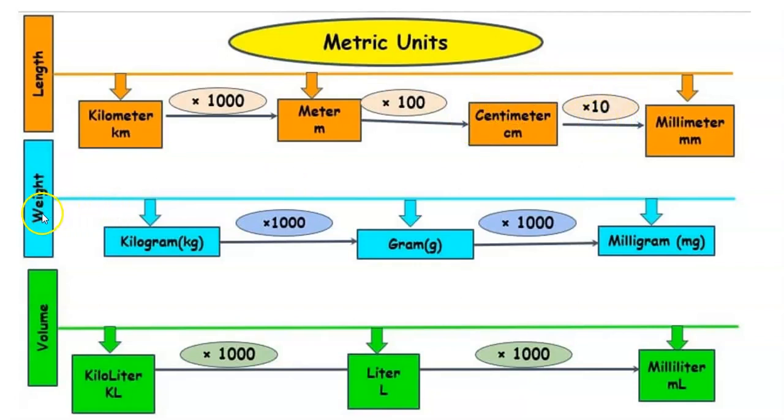So units of weight وحدات الوزن we use kilogram, gram, milligram. So the difference between each two is 1000. Volume we use kiloliter, liter and milliliter, and the difference between two units is 1000. So now you remember them and you can study on them before exam to use them when you have a question in this regard.